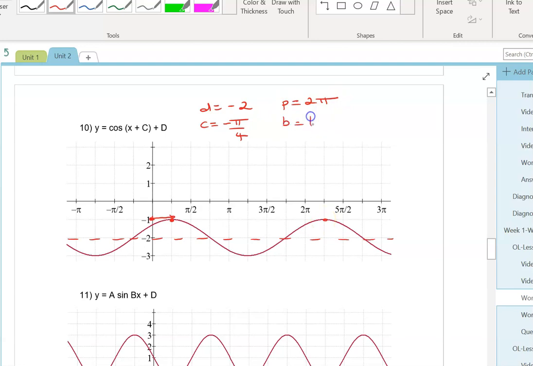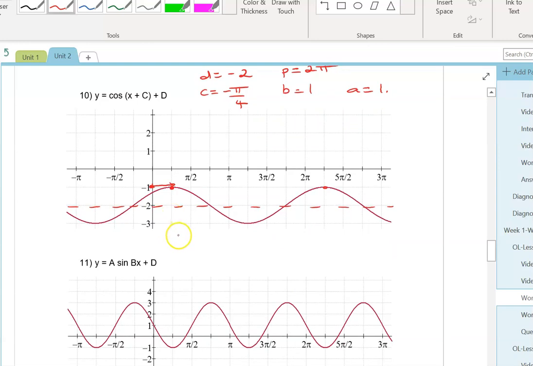Okay? And then lastly, the amplitude. Well, the amplitude from the equilibrium position is 1. So therefore, A is 1. Sub those values into the formula and we get the equation to be y equals cos of x minus pi upon 4. And then don't forget that value of D, minus 2.